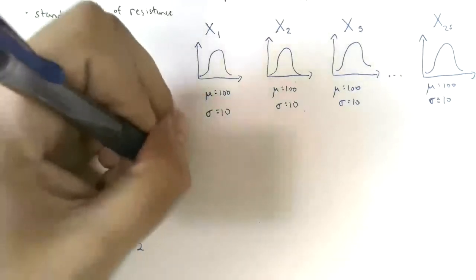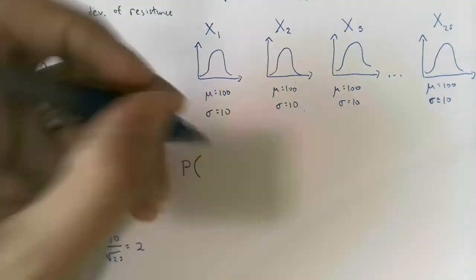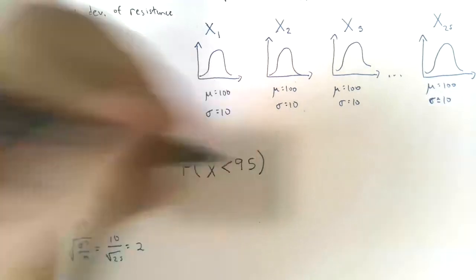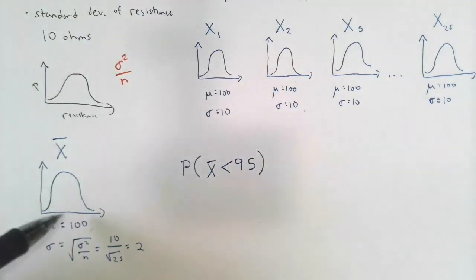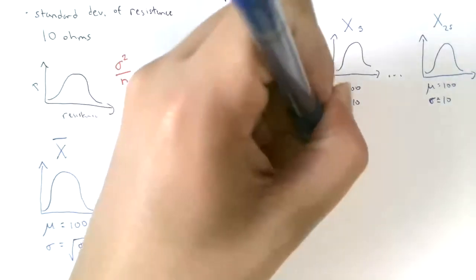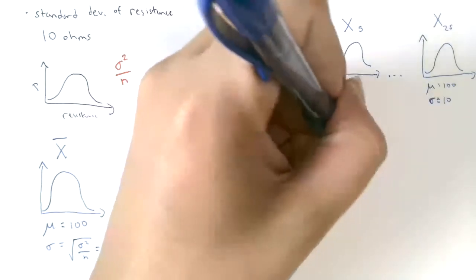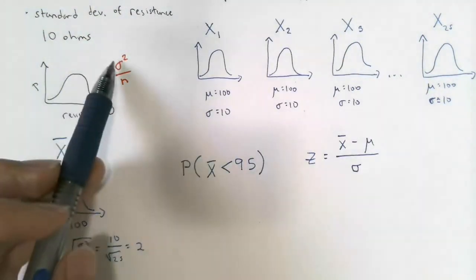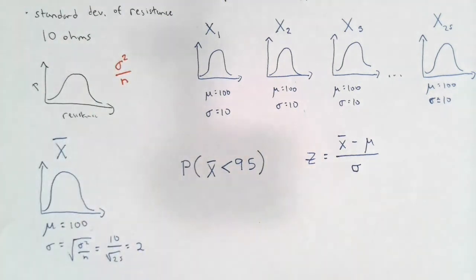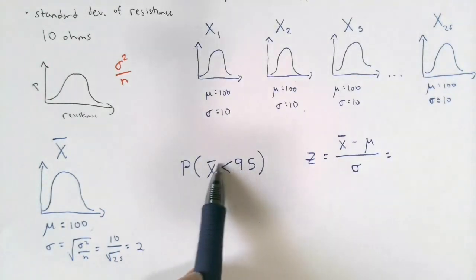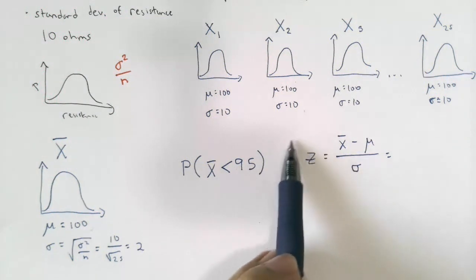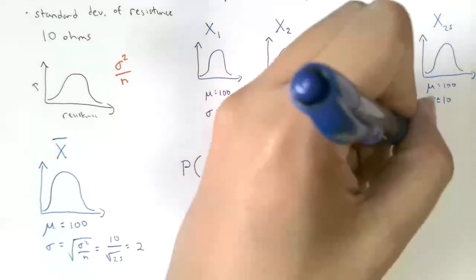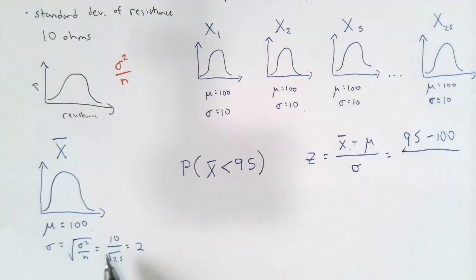Now, we would like to find the probability that my average resistance, X bar, is less than 95 ohms. If we want to find that probability and we know we're dealing with a normal distribution, we can just standardize it by creating a standard normal random variable, which is equal to my variable minus the mean divided by the standard deviation. Be careful here because the standard deviation is the square root of the variance over n, but we already calculated it. So we want to find the probability that X bar is less than 95. The equivalent standard number for this one will be 95 minus the mean divided by the standard deviation, and this gives us negative 2.5.